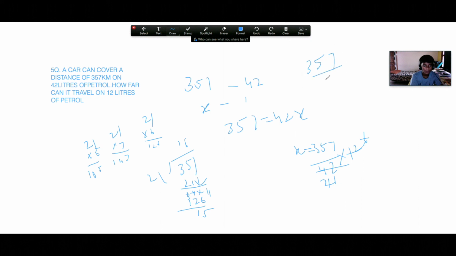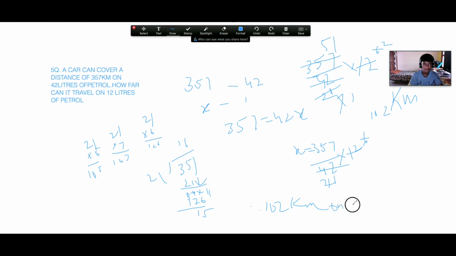357 by 42 into 12. 3 2s are, 7 1s are, 7 5s are, 51s are. So 51 into 2, right? 2 1 and 2, so it can travel 102 kilometers in 12 liters. So let's write here, it can travel 102 kilometers on 12 liters of petrol.